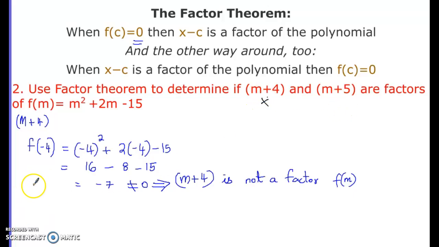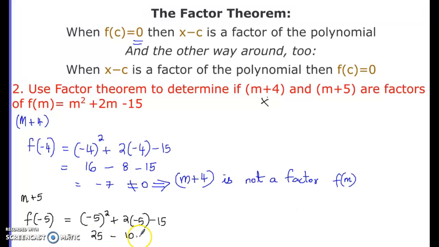Let's check this one, m plus 5. In the case of m plus 5, we have to find f of negative 5. Remember to take the negative sign. Change the sign to negative. So instead of m, I'm going to plug in negative 5 to the second power plus 2 times negative 5 minus 15. When you square negative 5, you get positive 25, minus 5 times 2 is 10, minus 15. So we actually get 25 minus 25. We get our answer as 0.